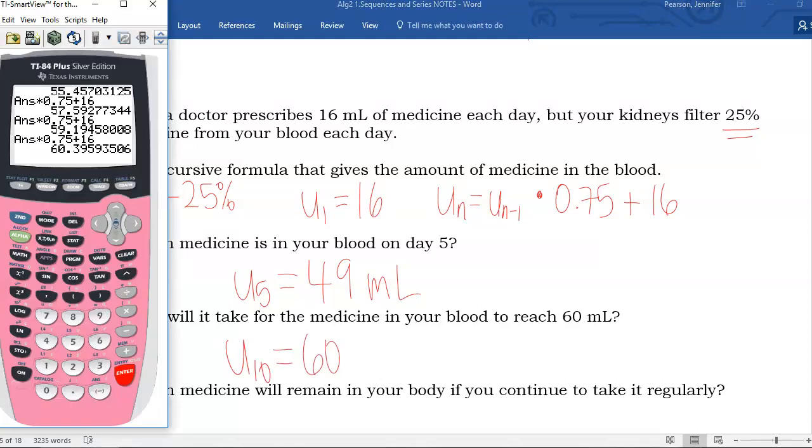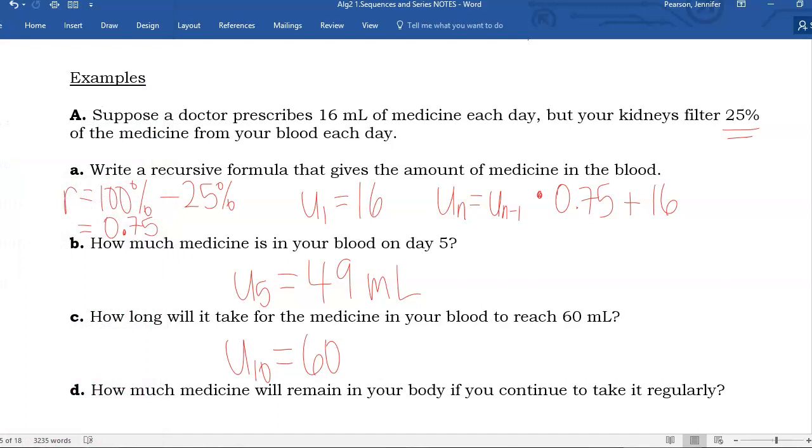Let's see if I want to round that differently. Nope, I'm going to keep 60. So day 10 would be my answer here. And the next question, how much medicine will remain in your body if you continue to take it regularly?